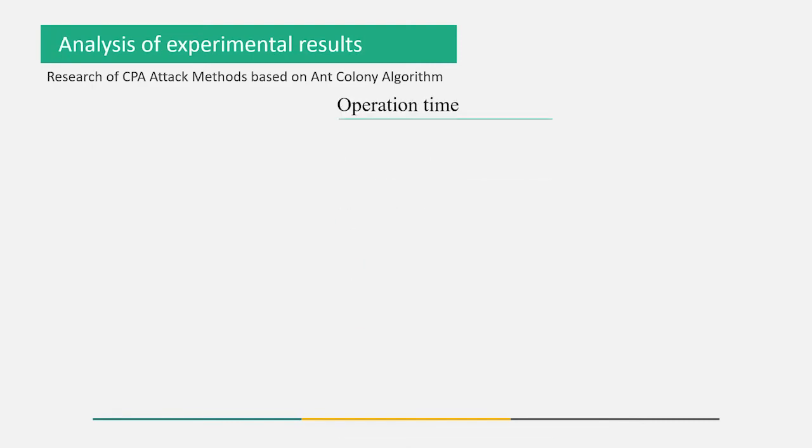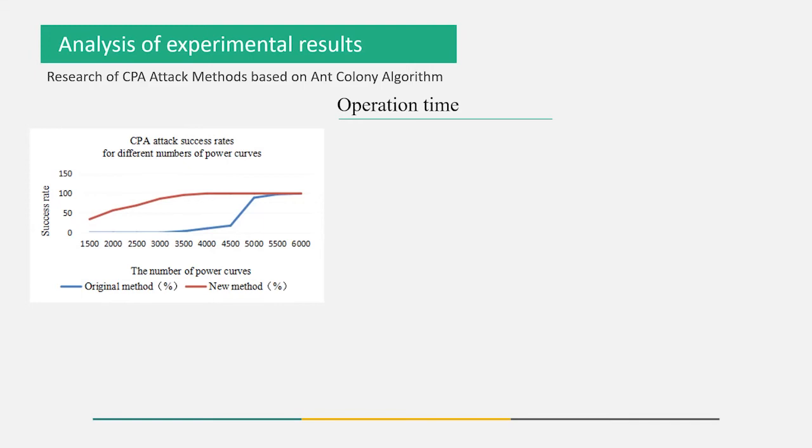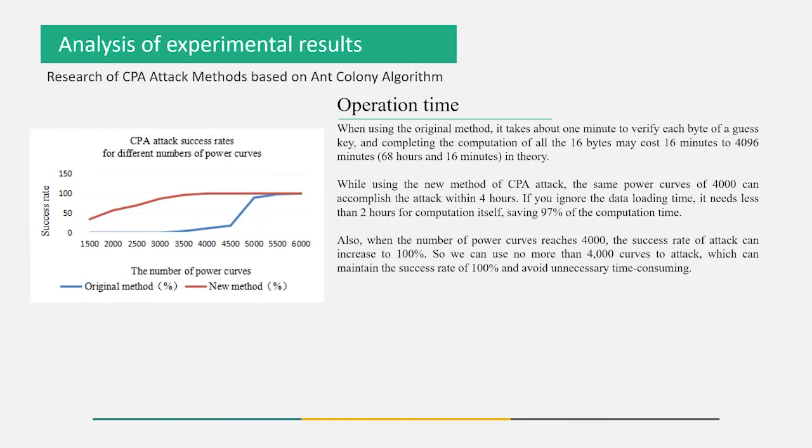When using the original method, it takes about 1 minute to verify each byte of a guess key, and completing the computation of all the 16 bytes may cost 16 minutes to 4,096 minutes in theory. While using the new method of CPA attack, the same 4,000 power curves can accomplish the attack within 4 hours. If you ignore the data loading time, it needs less than 2 hours. For computation itself, our method saves 97% of the computation time compared with the original method.